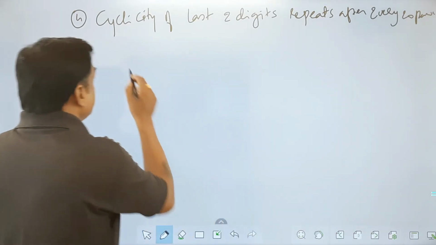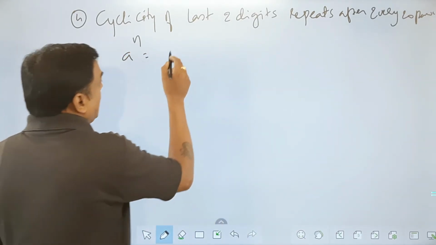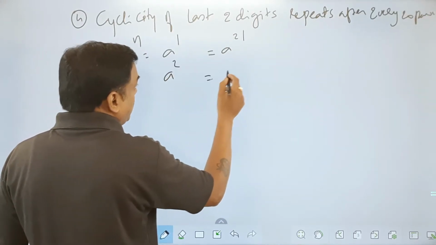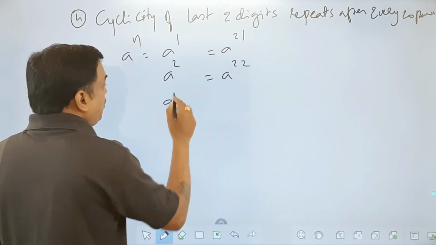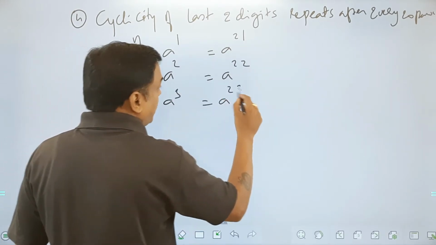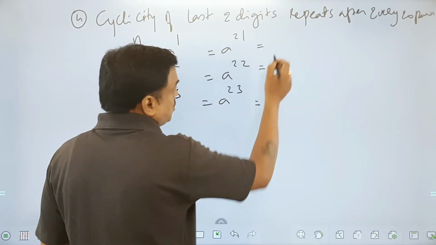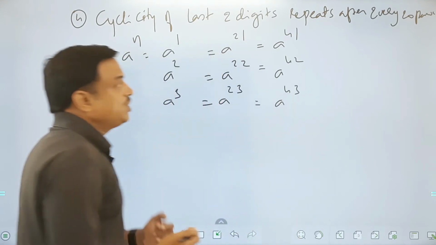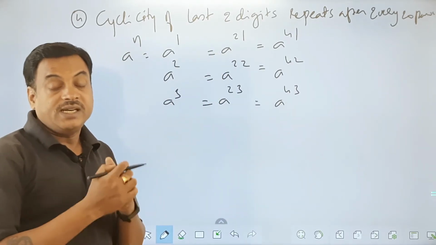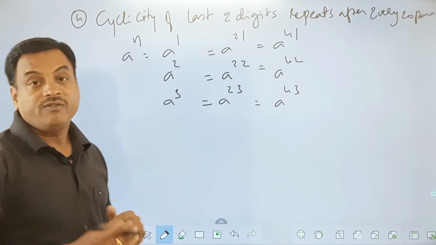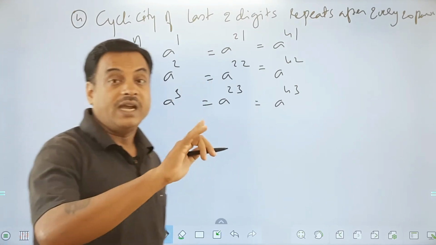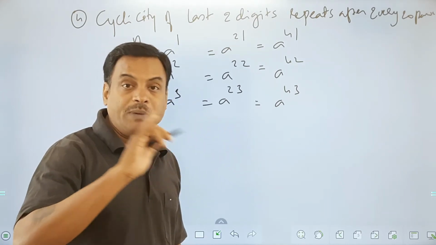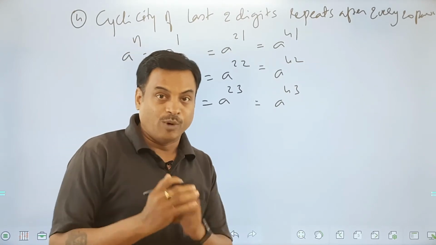What I mean by this is, for example, if I take aⁿ, a¹ will be the same as a²¹, a² will be the same as a²², a³ will be the same as a²³, and further I can also say this is a⁴¹, a⁴², a⁴³ also will have the same last two digits. So all these will have last two digits in the same manner. So a cyclic order of 20 powers, after every 20 powers, the last two digits will repeat in a cyclic order. So that is important here, okay.